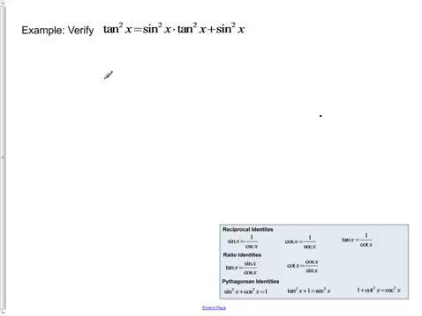So here's another example of using a strategy in order to verify a trigonometric identity. In this case, we've got tangent squared x is equal to sine squared x times tangent squared x plus sine squared x. And my advice is this: much of the time, people want to take trigonometric expressions and just start replacing with identities right away.